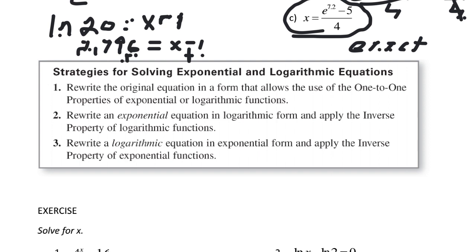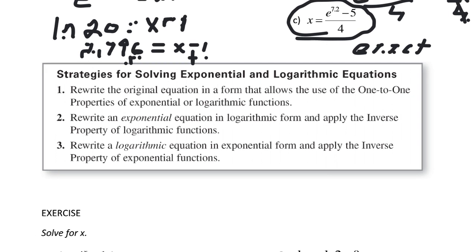So here's some strategies we're going to work on. Rewrite the original equation in the form that allows you to use a one-to-one property of exponents or logarithms. That would be the easiest one if you can do it that way. Rewrite the exponential equations as logarithmics and solve them, or write logarithms as exponentials and solve them.